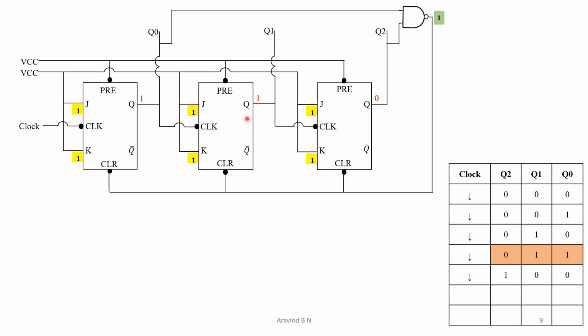So 0 1 1. Now the input to the NAND gate is again going to be 1 as well as 0. Output will remain as 1 as per the truth table of the NAND gate. So again the continuation of the counting is still there. So apply the clock pulse. We are going to get the next value 1 0 0.